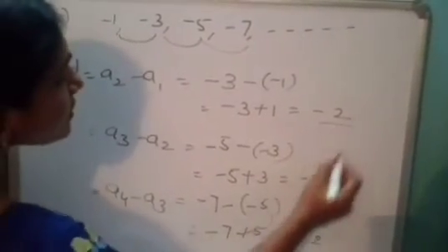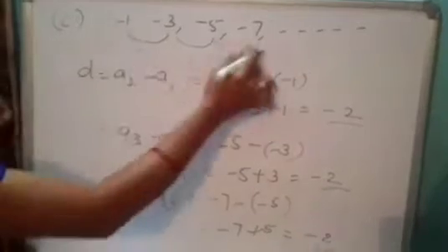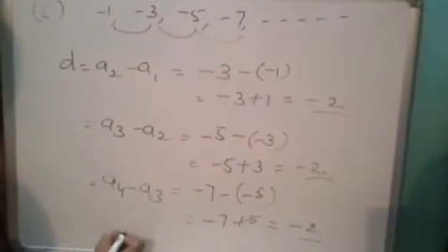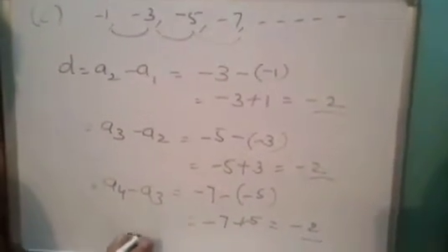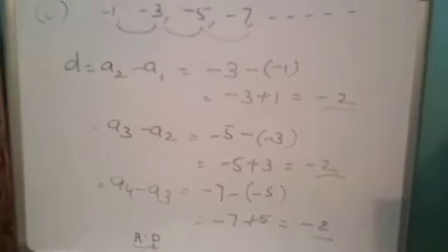The common difference is the same. So this progression is an arithmetic progression. Next, second one: write 3 more arithmetic progressions.